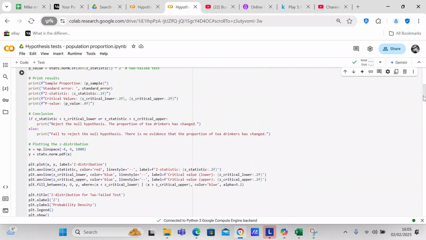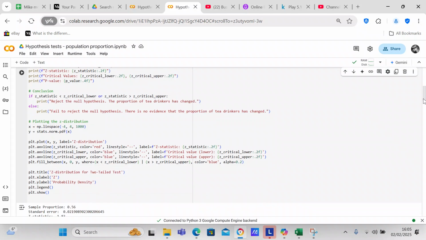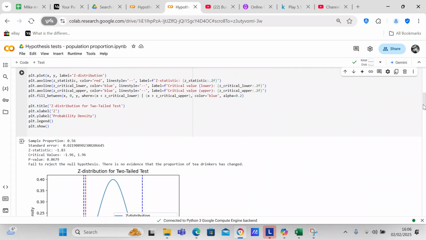Now we're going to use the conclusion. If the z-statistic is less than z-critical lower, or the z-statistic is greater than z-critical upper, then you reject the null hypothesis: the proportion of tea drinkers has changed. Otherwise, you fail to reject the null hypothesis because there is no evidence that the proportion of tea drinkers has changed. And what we got is that we failed to reject the null hypothesis.